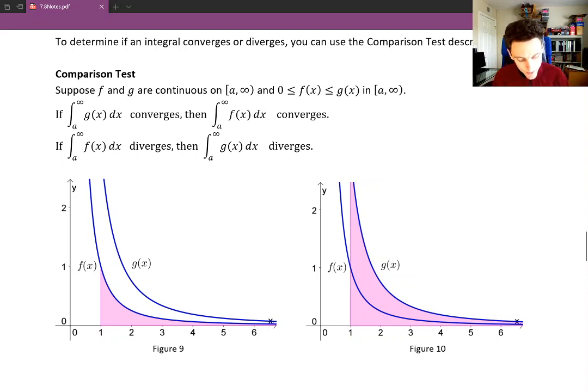So it says, suppose f and g are continuous on the interval from a to infinity, and 0 is less than or equal to f of x is less than or equal to g of x in that interval from a to infinity. In other words, both f of x and g of x are non-negative numbers. They're either positive or 0. I'm going to write both f and g are non-negative.